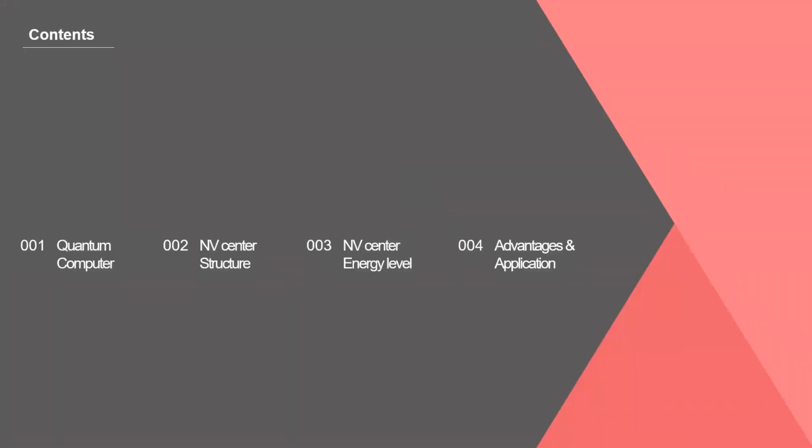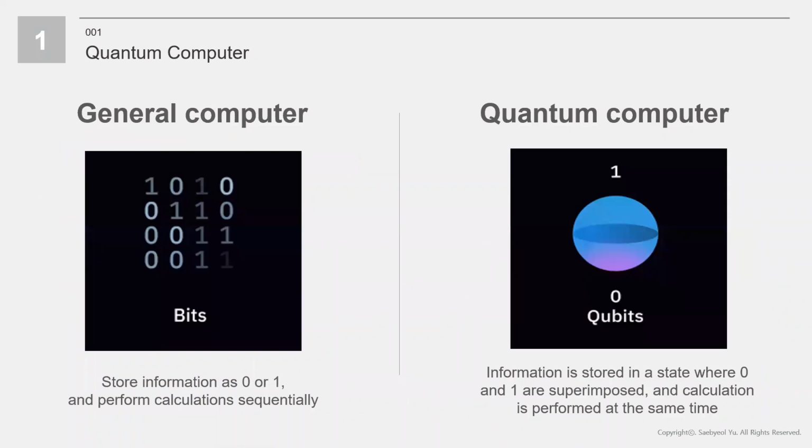Contents are as follows. In the case of a general computer, bits are used as information units. Bits store information as 0 or 1 and perform calculations sequentially. In contrast, in the case of quantum computers, qubits are used as a unit of information processing. This is much faster than a general computer because it stores information in a state of superimposed 0 and 1 and performs calculation at the same time.